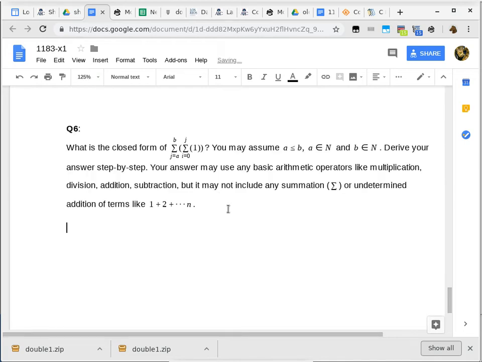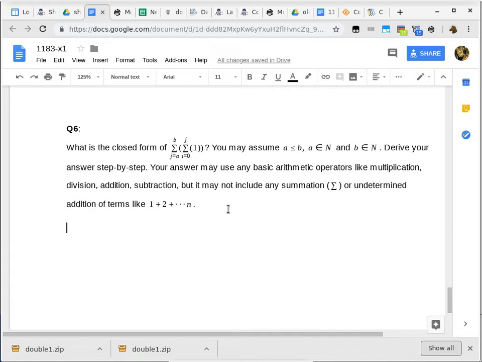All right, so we'll just read the question first. What is the closed form, which means it doesn't use sigma or dot dot dot, it is just a particular expression of this? You may assume A is less than or equal to B. A is a natural number and B is a natural number. Okay, so that's the first part. Derive your answer step by step.